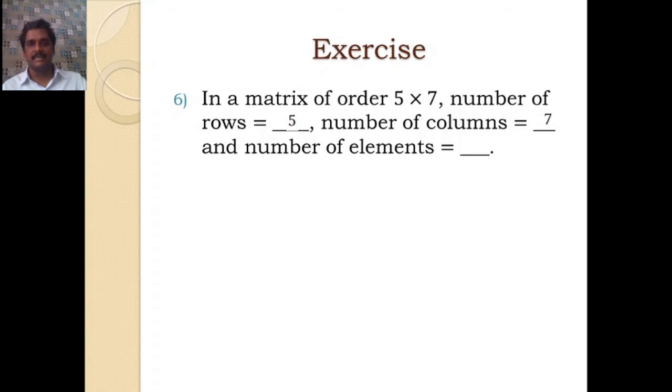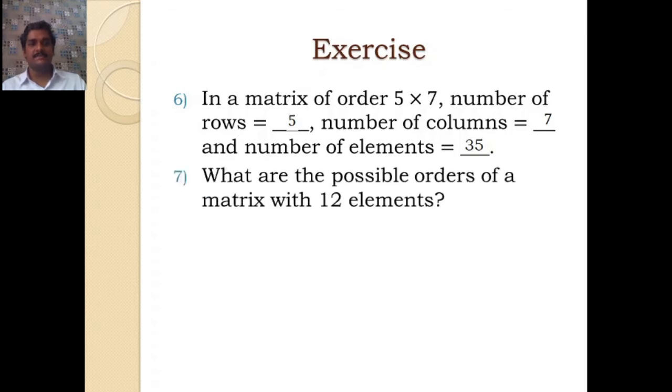And next is the number of elements. What is the number of elements? So you have to multiply those two numbers. 5 into 7 is 35. So the number of elements in that matrix is 35. Let's move to the next exercise.